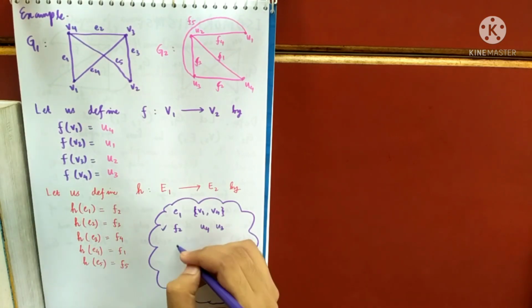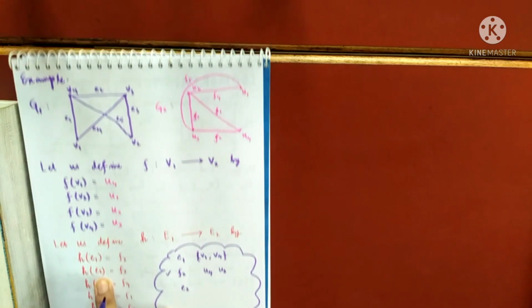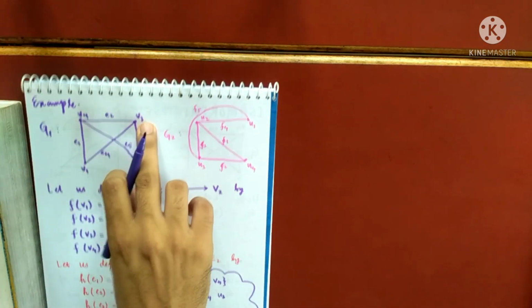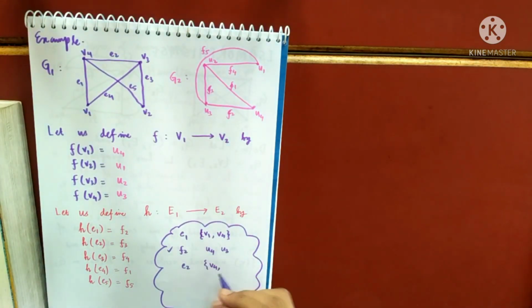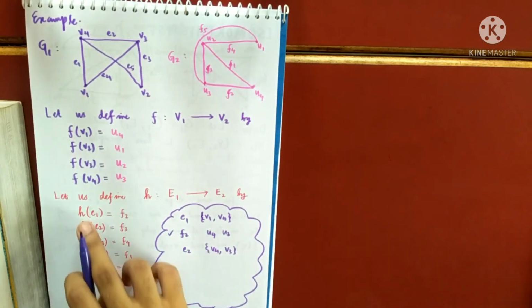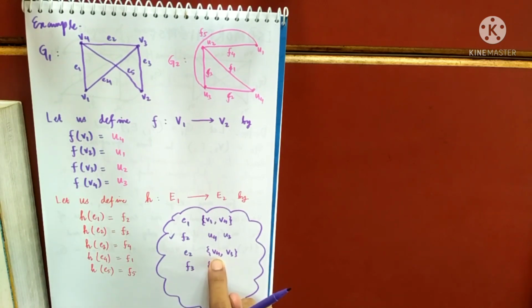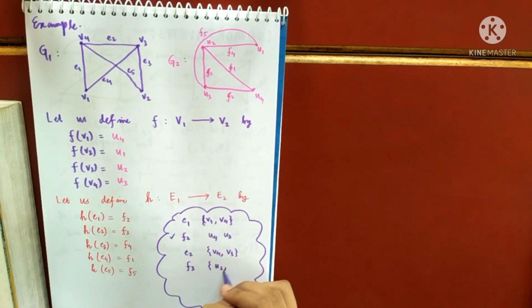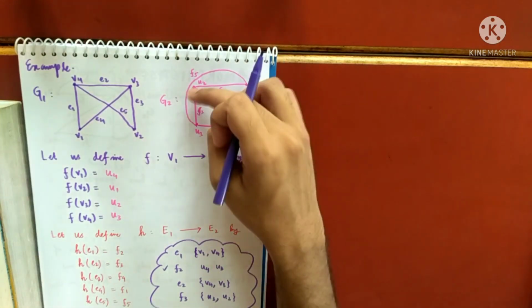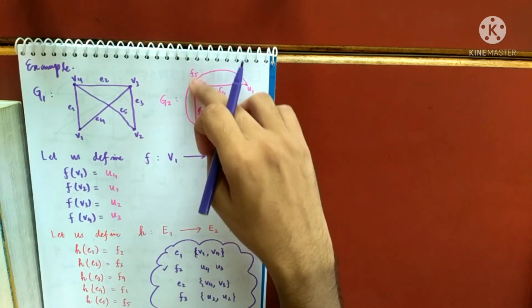Let's check for E2. So the end vertices of E2 are V4 and V3. Okay, V4 and V3. What is the image of E2? Image of E2 is F3 and image of V4 is U3. Image of V3 is U2. So in the next graph G2, what should I have? U2 and U3 must be the end vertices of F3.